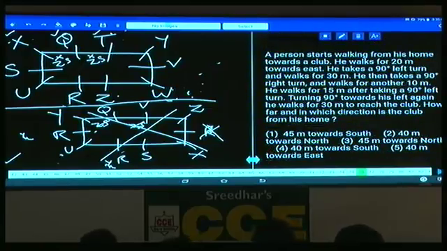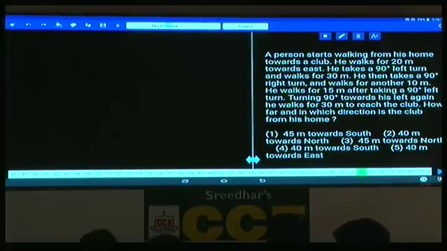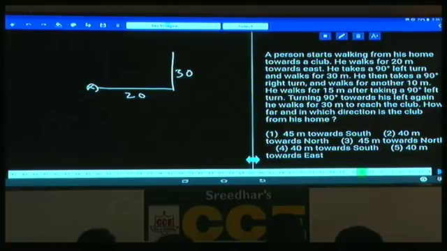Now question number 76. A person starts walking from his home towards a club. He walks for 20 meters towards east. Let us take this as the starting point. From here, first he walks 20 meters towards east. He takes a 90 degree left turn and walks for 30 meters. He then takes a 90 degree right turn and walks for 10 meters. Then after taking a 90 degree left turn, he walks 15 meters. Turning 90 degrees towards his left again, he walks for 30 meters.